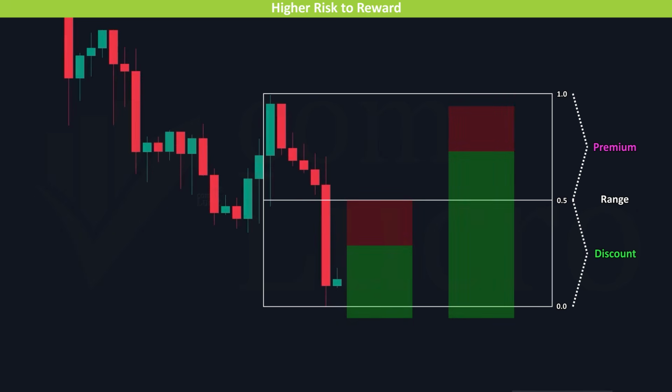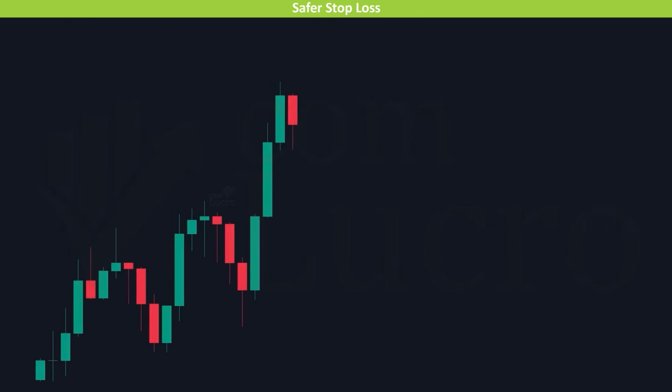If you enter outside the discount zone, our risk to reward ratio would be too low. We always want our trade to have more than a 1-to-1 risk to reward ratio. That's why trading inside the discount zone will give us a higher risk to reward ratio and a more rational trade.